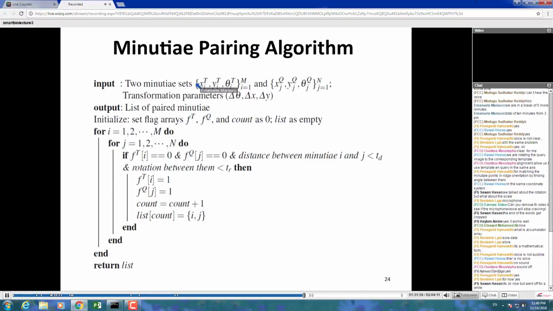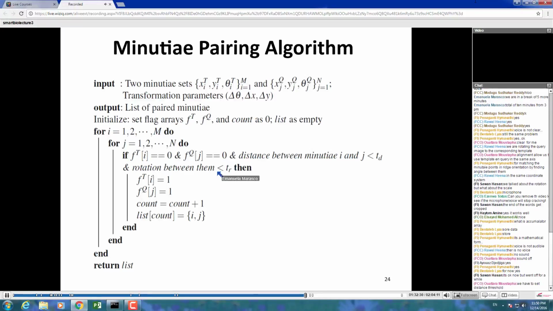So if it's less than the rotation, the angle threshold. And if both the distance and rotation threshold requirements are met in this pair, then we can increase the counter. The counter is the number which counts the number of pairs of minutia.